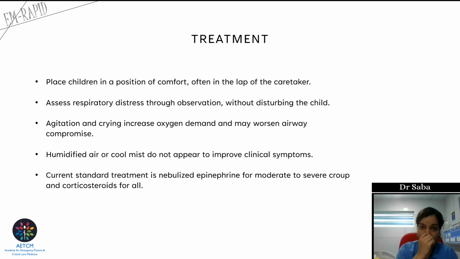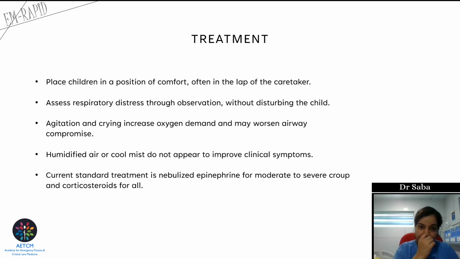Treatment involves, we don't agitate the child too much because there is already subglottic narrowing. An agitated child can produce stridor and further upper airway obstruction, which is why we place children in a position of comfort, most commonly in the lap of their mother or caregiver, where the child is more familiar and comfortable with the person.